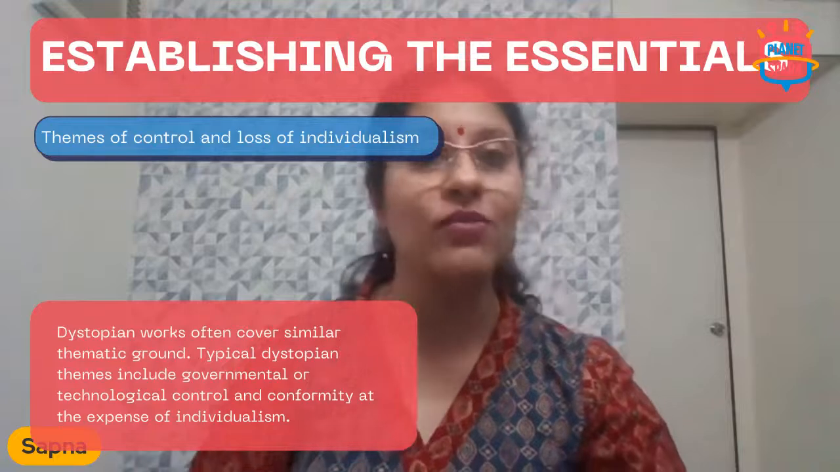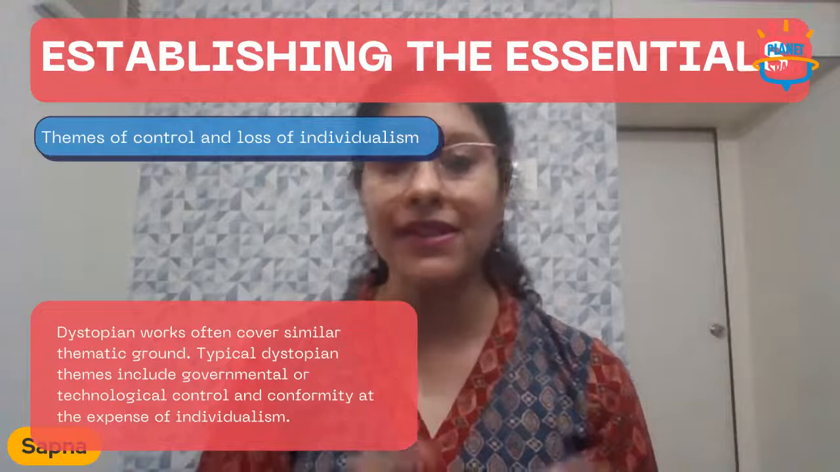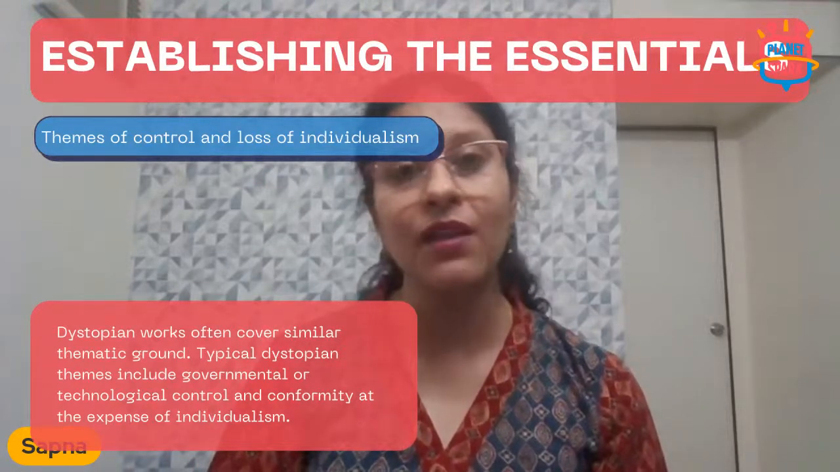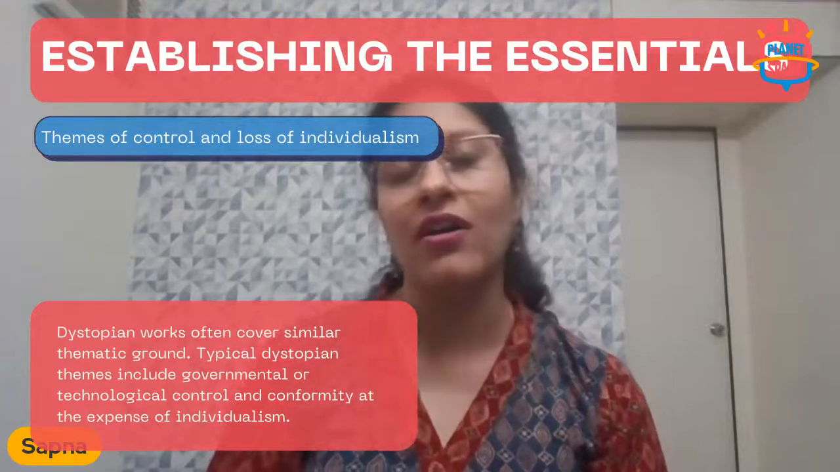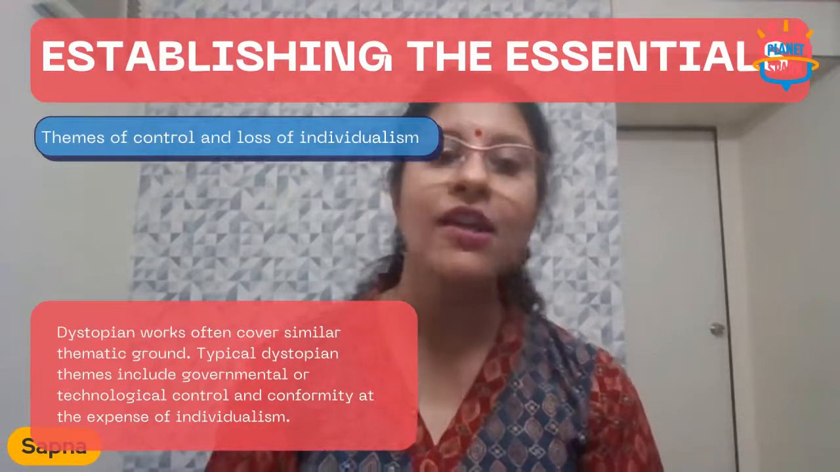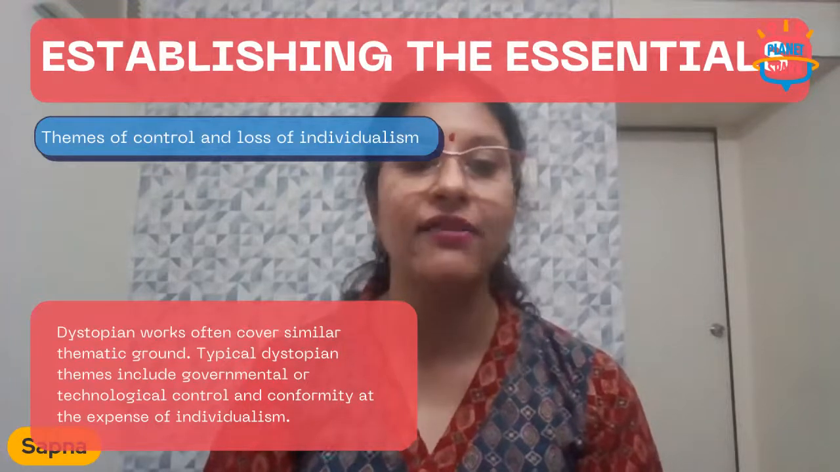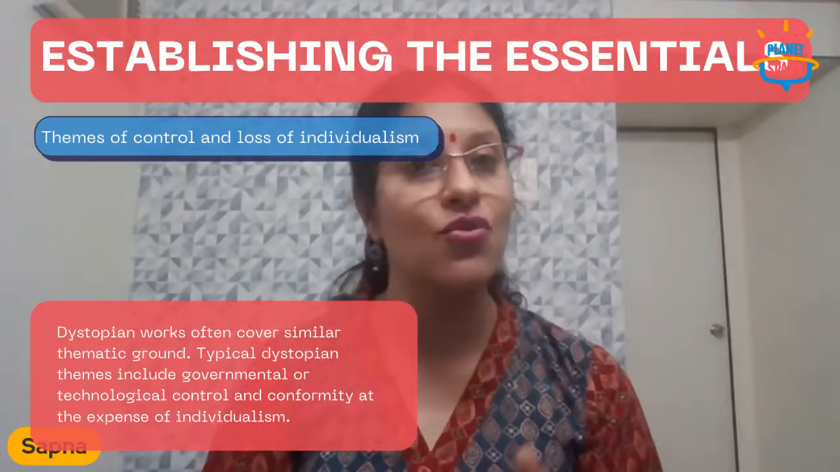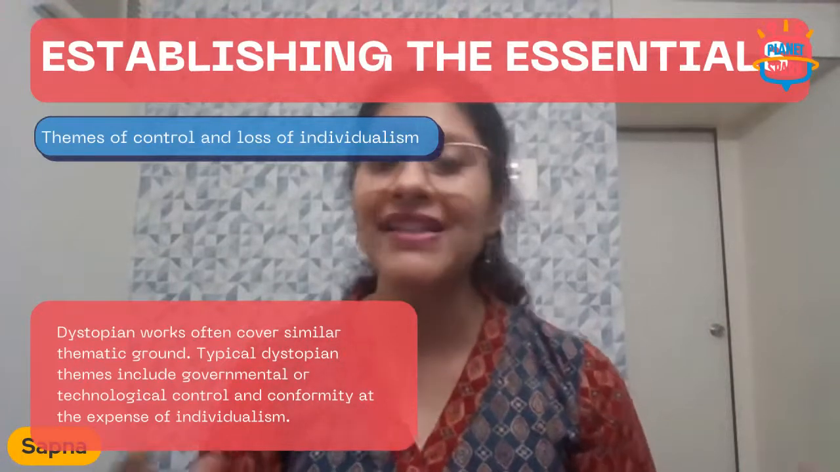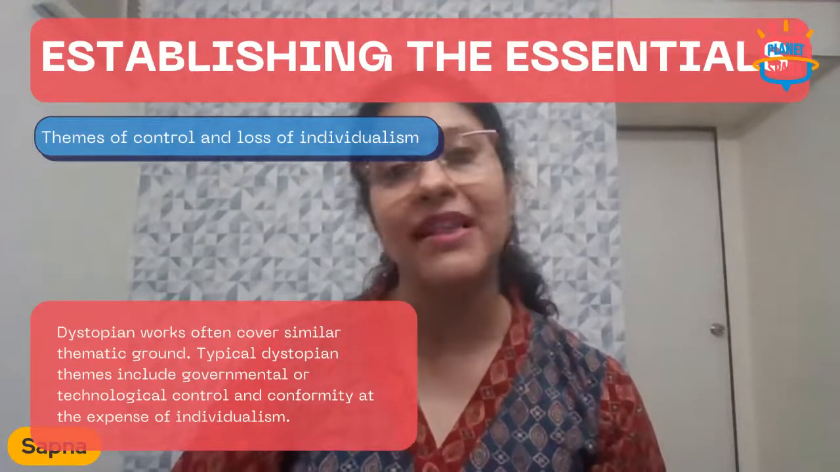So, dystopian works or dystopian stories, they often cover similar thematic ground, and typical dystopian themes would include government which has a dictatorship pattern, or which is not equal towards its citizens, or there is a technological control that's one of the themes in your story, and conformity at the expense of individualism is one of the themes that runs wild throughout the story, right? So there are various themes that you can be thinking about. You can be thinking about a post-apocalyptic theme as well.